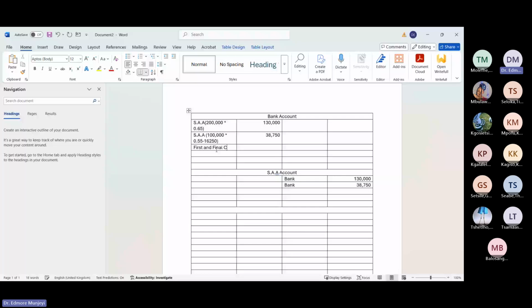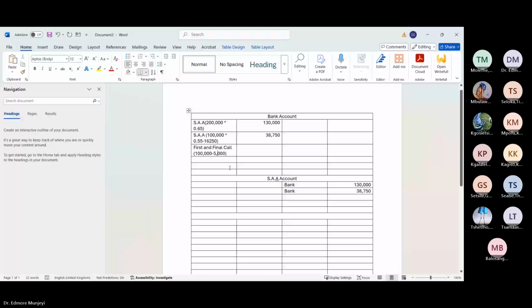It is going to be 100,000 minus 5,000, times 0.3. It is going to be equal to 28,500. We are going to credit it.